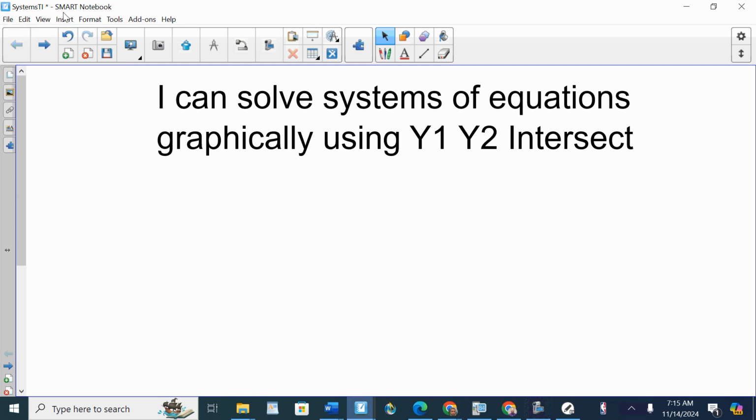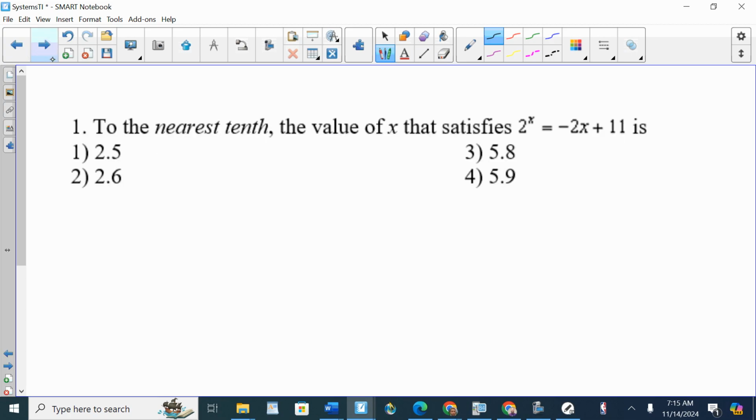I can solve systems of equations graphically using y1, y2, intersect. Not only is this a very commonly asked question on the Algebra 2 Regents, it actually may come up multiple times within the Algebra 2 exam. It's also a strategy to solve equations other than algebraically. We're not going to focus on that right now. We're going to focus more on how it's designed to be used.